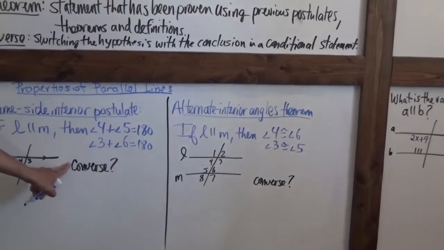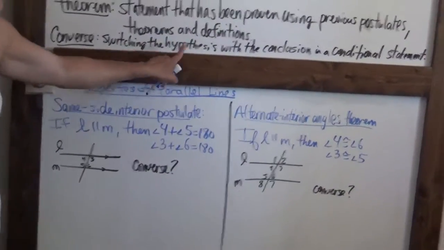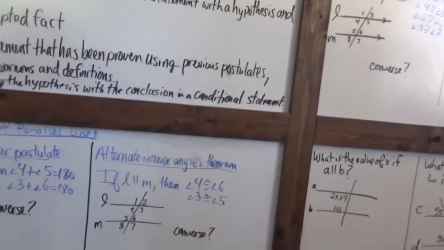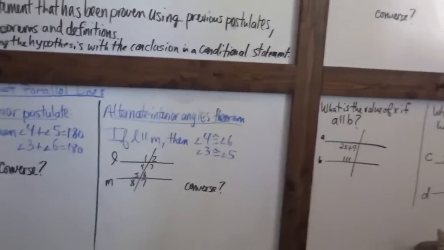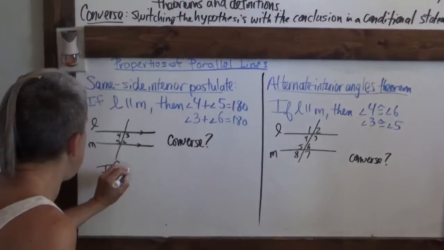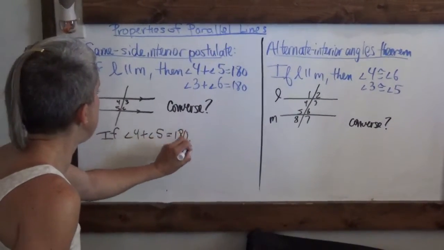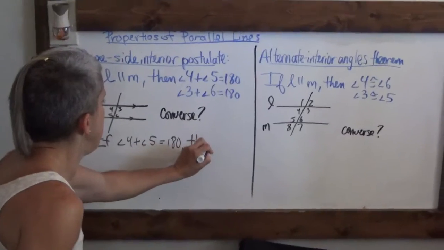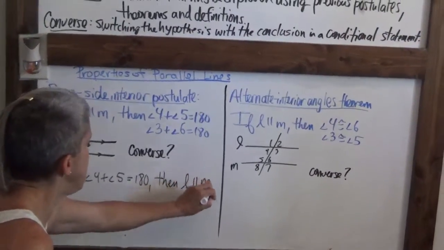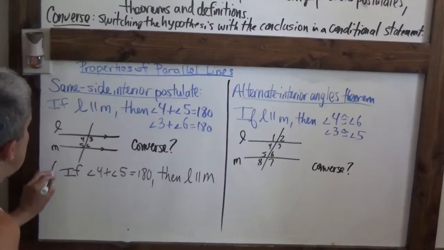If I ask you to write the converse of this if-then conditional statement, I am going to switch the hypothesis with the conclusion. So that means I'm going to say, if angle 4 plus angle 5 equals 180, then L must be parallel to M. So I switch the hypothesis with the conclusion to get the converse.